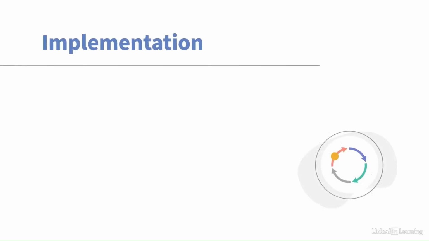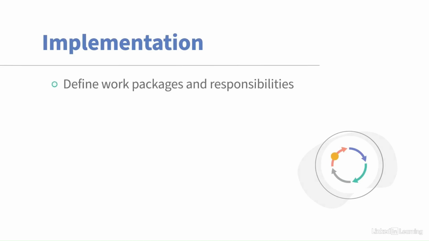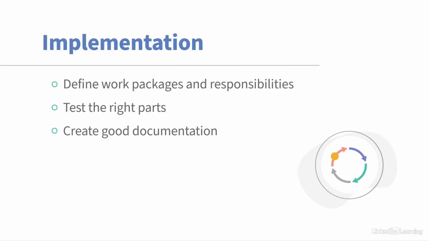In the implementation phase, this is where we're going to look at the issues that can happen during the implementation. We're going to look at defining work packages and responsibilities for these packages, how to test stuff, testing the right parts. This is also something where documentation comes into play, because you need to have a good documentation. What do you need to take care of there? And also ensuring governance and the data catalog.